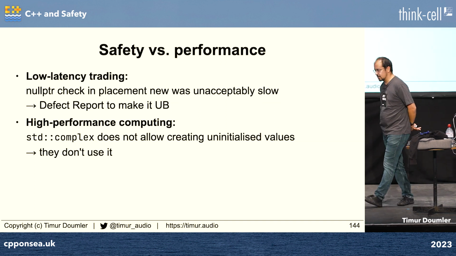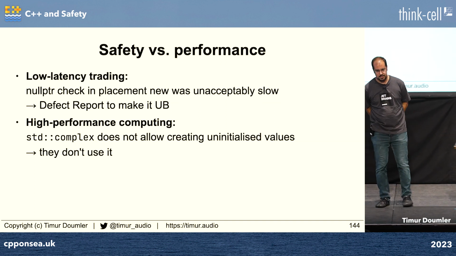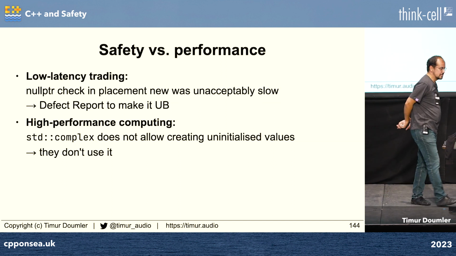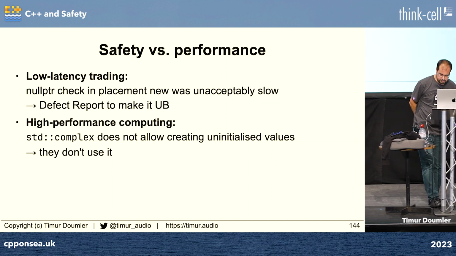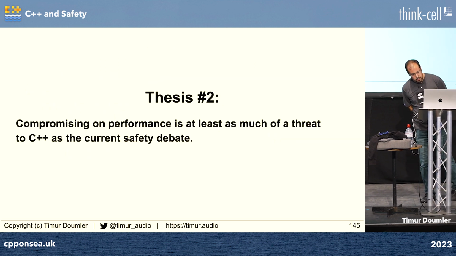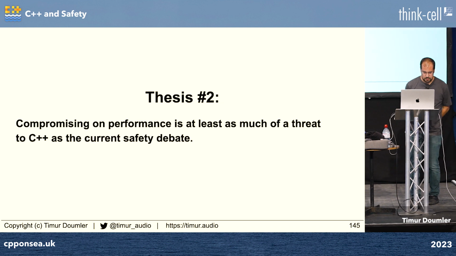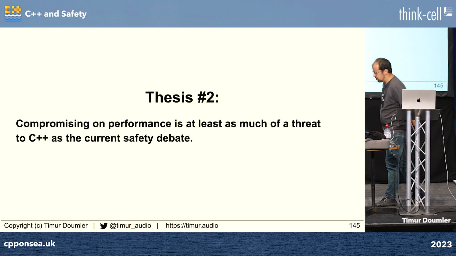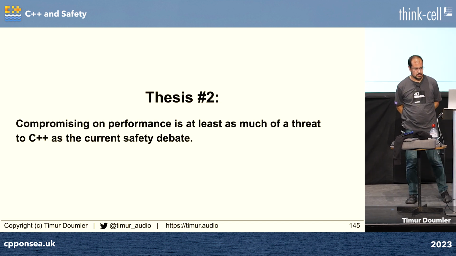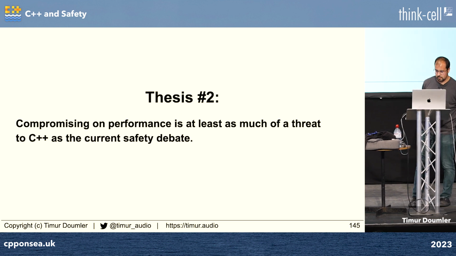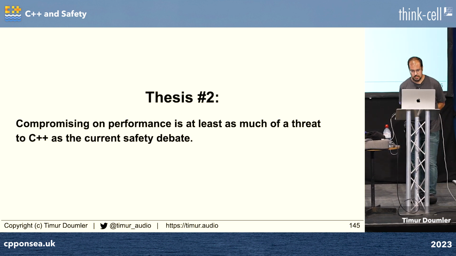It's going to be very, very interesting when SIMD comes around in C++26 and they find out that they can't use their hand-rolled complex with SIMD. That's going to be very interesting. So here's my second thesis. Compromising on performance is at least as much of a threat to C++ as the current safety debate. That's a very subjective opinion, but I believe that's the case because performance is the reason a lot of people do C++, right? And C++ lets you reason about the performance of your code in a way that no other high level language does.